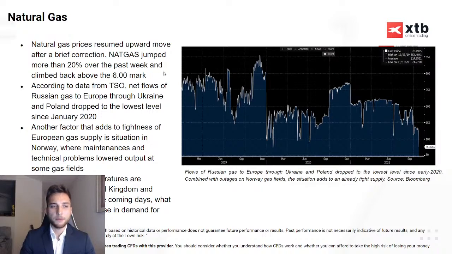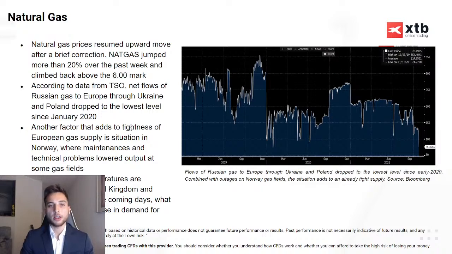And the interesting part is that what we saw was both nat gas and oil spiking for the past few weeks, and then we saw nat gas have a huge correction, but then nat gas continued to move upwards again. According to data from the TSO, net flows of Russian gas to Europe through Ukraine and Poland dropped to the lowest level since January 2020, which is important to note because what really helped temporarily was the announcement that Russia was going to be supplying more nat gas to Europe. Another factor that adds to the tightness of European gas supply is the situation in Norway, where maintenance and technical problems lowered output at some gas fields.